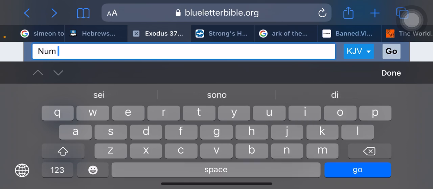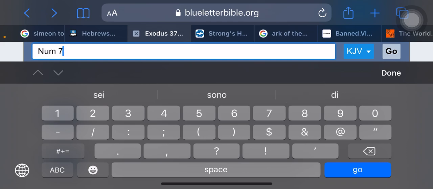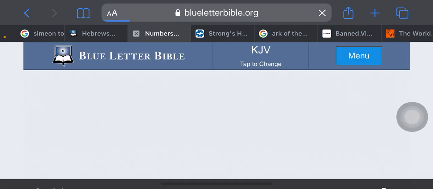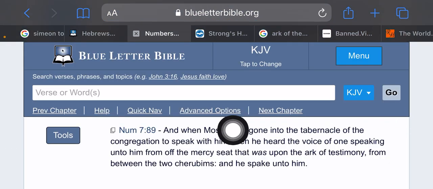This is the book of Numbers chapter 7, verse 89, which quotes, "And when Moses was gone into the tabernacle of the congregation to speak with him, then he heard the voice of one speaking unto him from off the mercy seat that was upon the ark of testimony from between the two cherubims, and he spoke unto him."